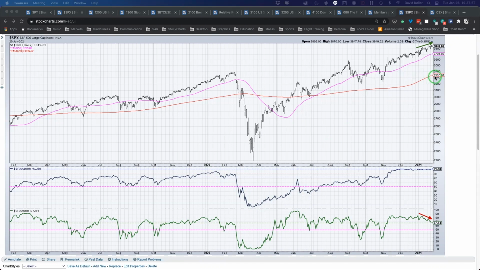You can see here that the 200-day moving average for the S&P is indicated in red, and then in pink we have the 50-day moving average. The lowest indicator is the percent of stocks, out of all the 500 S&P stocks, that are currently above their 50-day moving average. If you look at the S&P itself, it is above both its 50 and 200-day moving average.